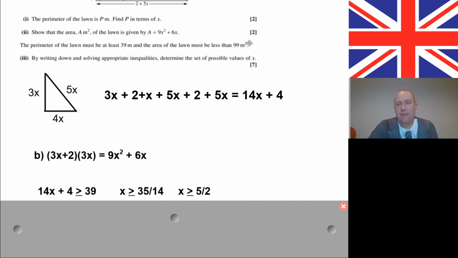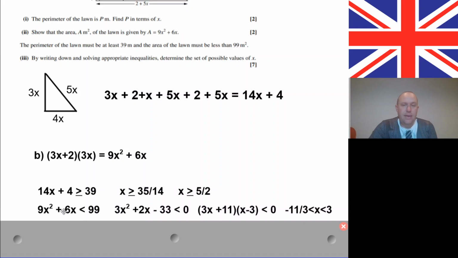It also says the area must be less than 99, so this must be less than 99. I divide both sides by 3, and I bring this term across to the other side as well, whichever order you prefer to do. Once I've got here, I've got to factor this, or use the quadratic formula, or some method to find out what my zeros are for this question. So I factored because I figured out what the two numbers were. 33 I recognised was 11 times 3, and it works kind of nice. And then I can look at what these key values are here.